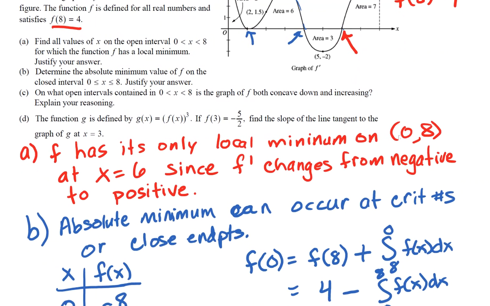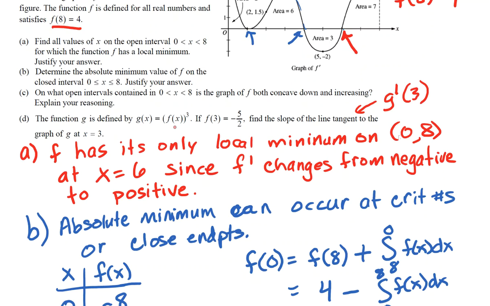Letter D says function g, a brand new function, is defined to be equal to function f of x cubed. And we've got an initial value. f of 3 is equal to negative 5/2. Find the slope of the line tangent to the graph of g at x equals 3. Well, the slope of a tangent line is just the derivative. So we are being asked to find g prime of 3. Find the derivative of g. So that is going to require a chain rule.